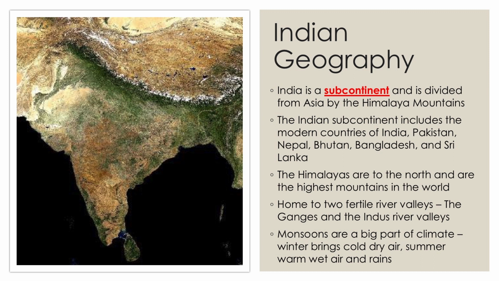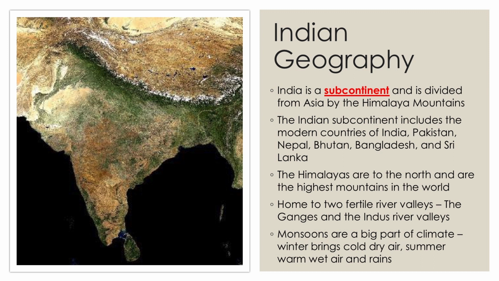Like other early civilizations, geography will play a key role in where people settle in ancient India. India is a subcontinent, meaning that it's divided from a larger continent, in this case, Asia. The Indian subcontinent is divided from Asia by the Himalaya Mountains, which are some of the tallest mountains in the world. The Indian subcontinent includes the modern-day countries of India, Pakistan, Nepal, Bhutan, Bangladesh, and Sri Lanka.